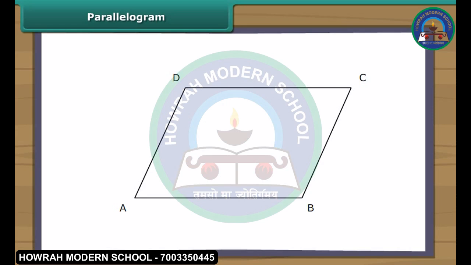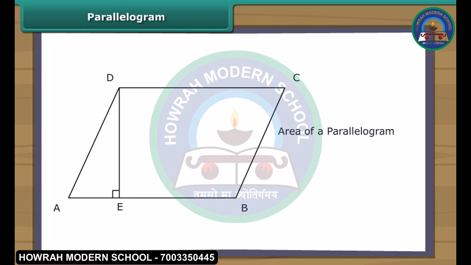Parallelogram. Students, see the following figure. Can you name the figure? It is a parallelogram. A parallelogram is a four-sided closed figure having opposite sides parallel to each other. Can we find the area of this figure? Yes, by using the formula for the area of a parallelogram. For this, you require the measures of the base and the distance between corresponding parallel sides. Area of a parallelogram is the product of its base and the distance between the parallel sides, that is, the height of the parallelogram.